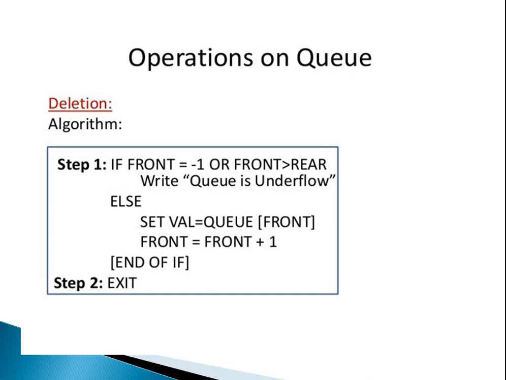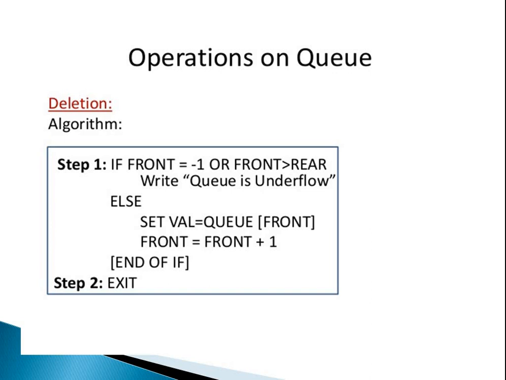Now the next operation is deletion of the element from the queue. You have to see that if front equal to -1, that means there is no element in the queue, because deletion takes place only if the elements are in the queue, or if front is greater than rear. That means the next position equals front and the previous position is the rear; in that case the deletion is not possible. So we'll write that the condition is underflow.